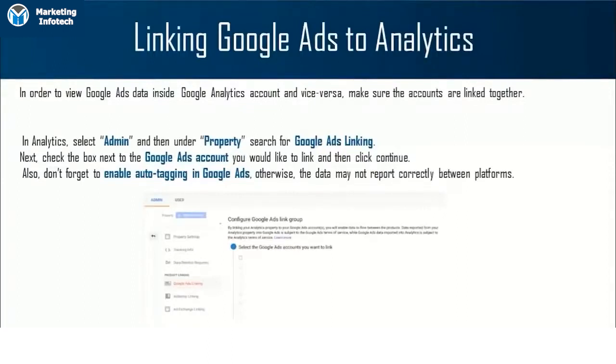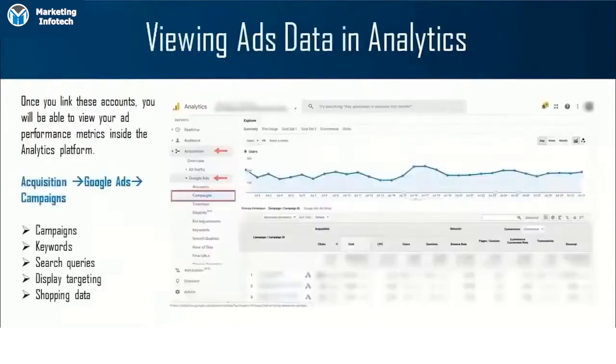In Analytics, as per the screenshot, go to your admin view, go to properties, and open Google Ads links. The next steps are pretty self-explanatory. I'm sure you will be able to do it. Once you link your Google Analytics account with your Google AdWords account, you can view ads data inside Analytics.